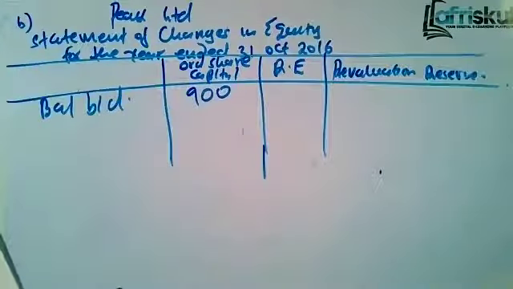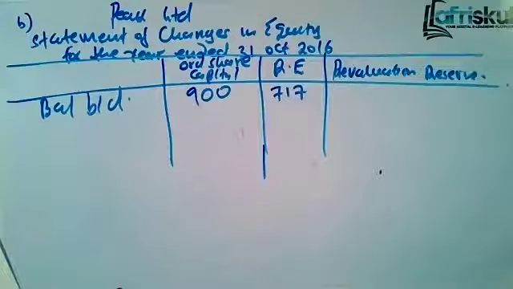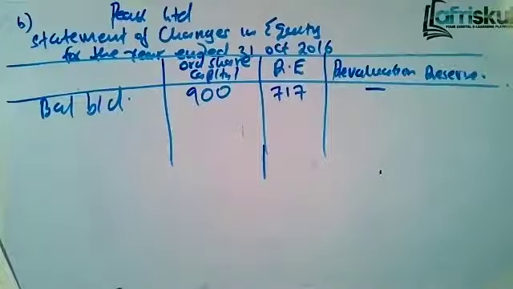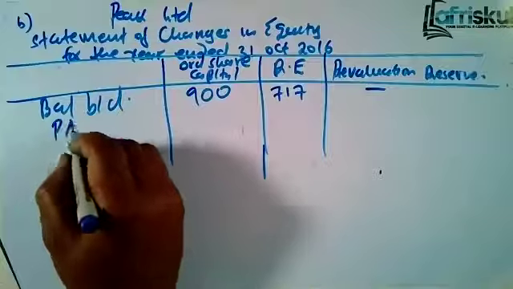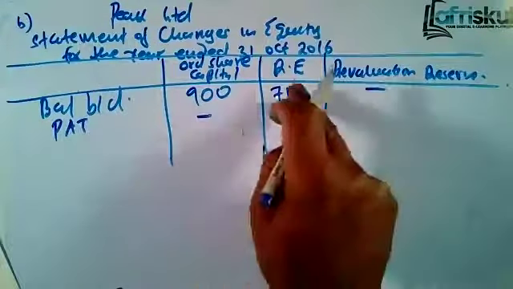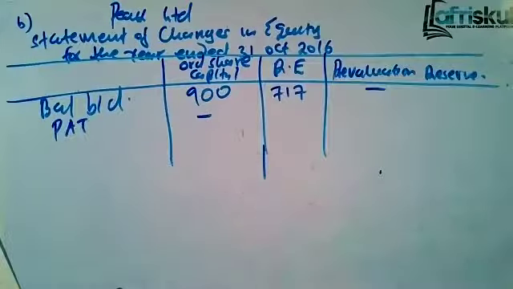Retained earnings, just go through your retained earnings. We have 717. Revaluation reserve, we didn't have any balance brought down. Now, we have profit after tax. Profit after tax will not affect ordinary share, it will affect the retained earnings. That's why you take your profit. And remember, you don't take other comprehensive income.